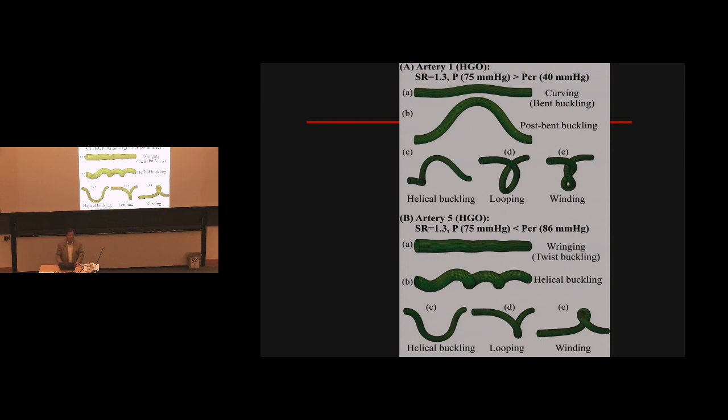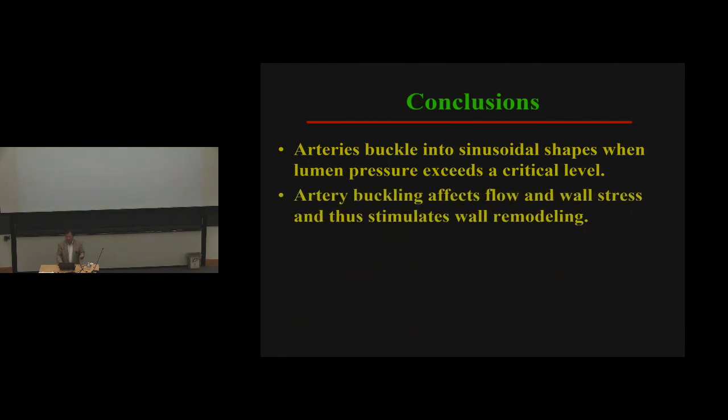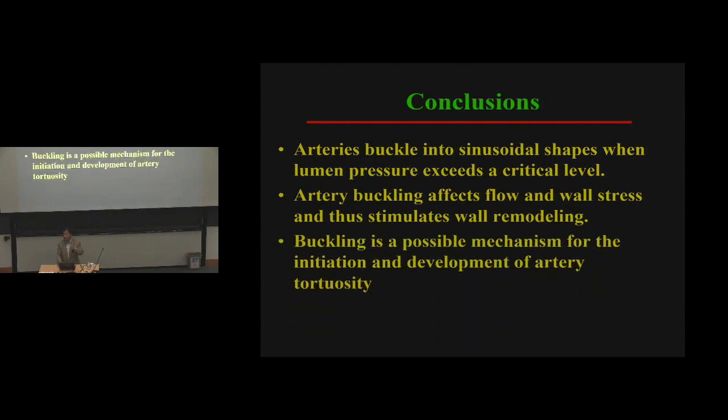Any other questions? Okay, so next, I have this slide, a quick conclusion of this part. The artery can buckle, as I showed, into this waving shape if the pressure is high. And this can possibly affect the flow, and then the vessel will grow and adapt, and that may eventually lead to a tortuous vessel.